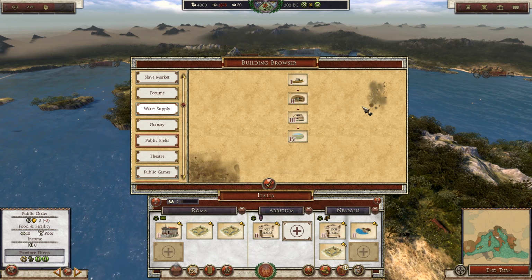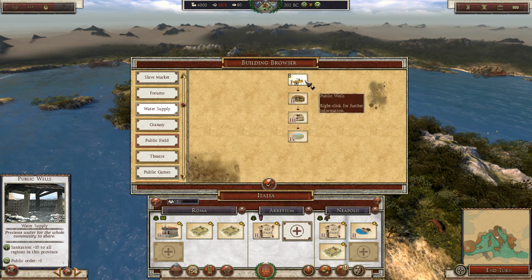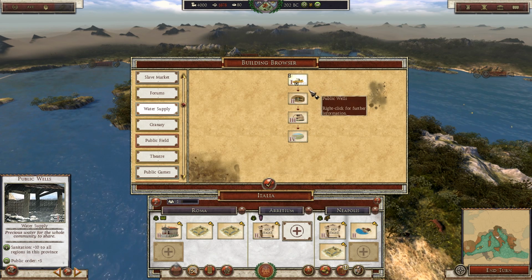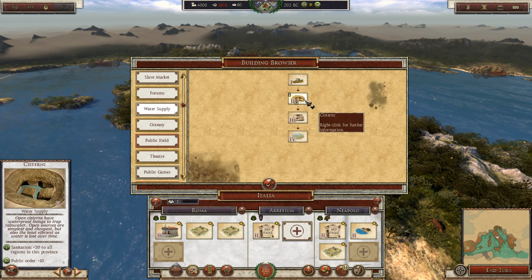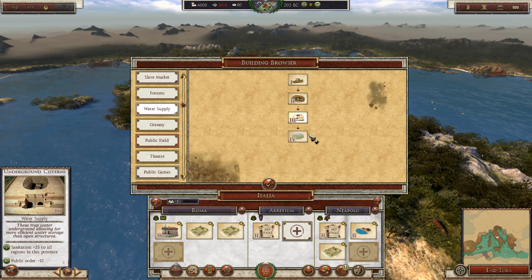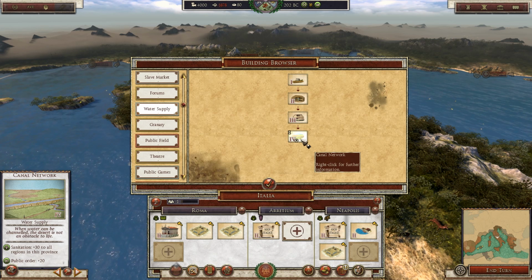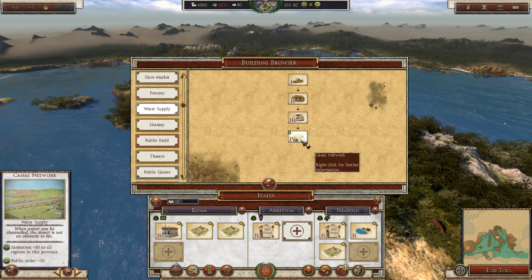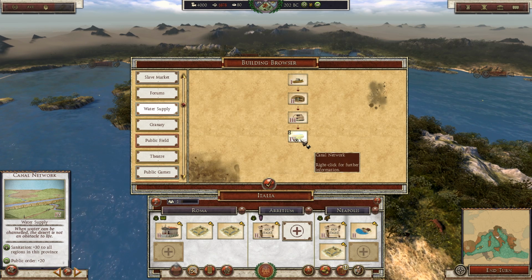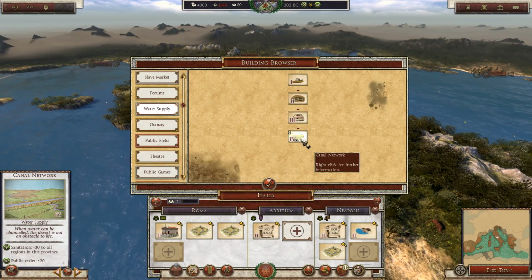The water supply chain is essentially a less impressive version of the aqueducts and is available to all factions, providing sanitation and happiness across the board. Also available but not present on this screen is the desert water line, which increases the fertility of a province.